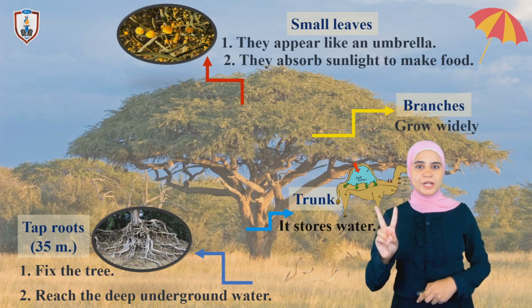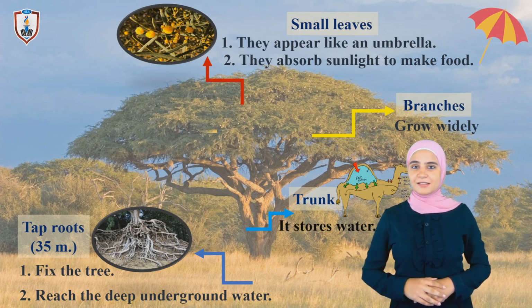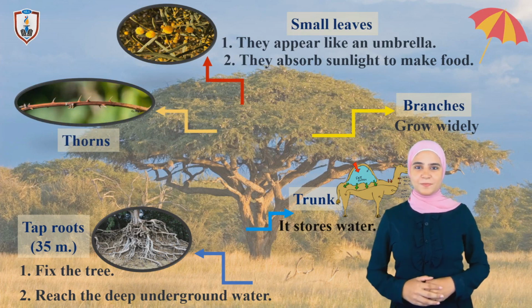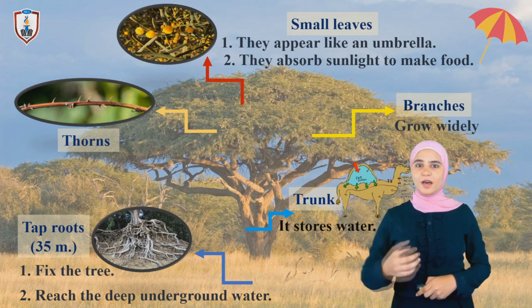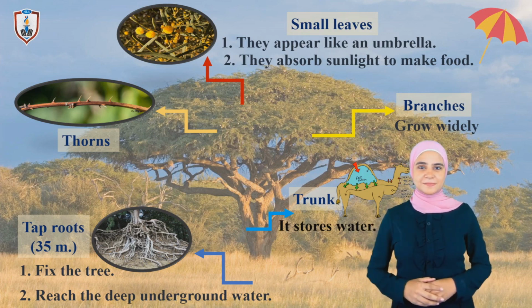This is for two reasons. The first reason is that it has thorns or spines on its branches. This thorn or spine can stop the animals from eating the leaves. Also, because of its height, not all the animals can reach the leaves of the plants.